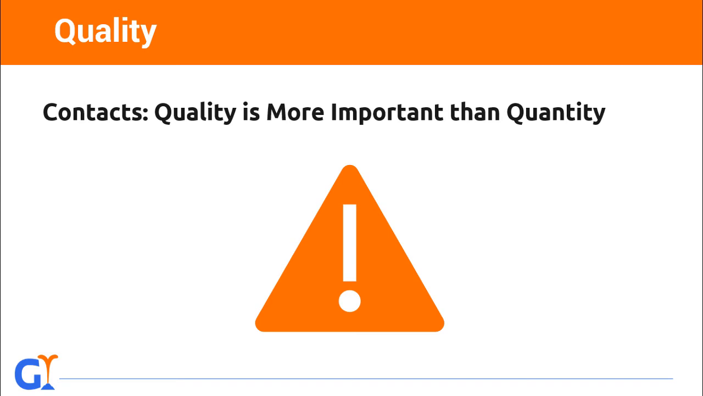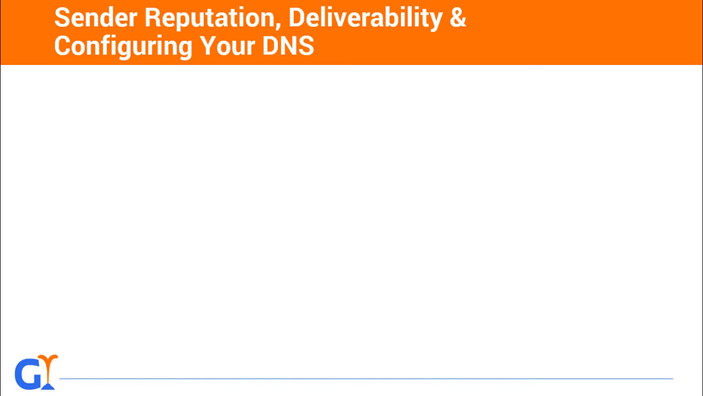In email marketing, quality is far more important than quantity. Curating your list and removing contacts that don't want to hear from you is very important to your sender reputation. So that brings us to our next subject: sender reputation, deliverability, and configuring your DNS properly. All email software sends from email servers that exist at data centers or in the cloud. Each one of these servers has a unique IP address.